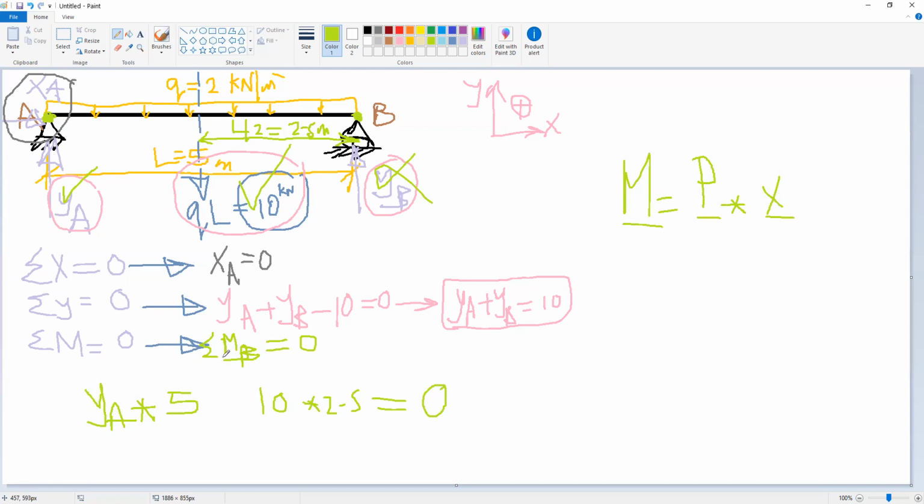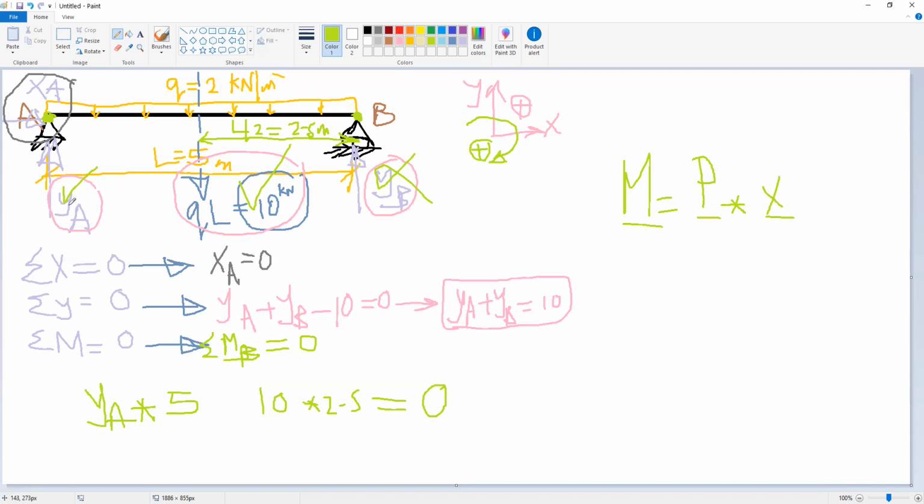Do you know? The moment of YA is positive because it's clockwise. The other one is negative because it's anti-clockwise. For the moment you can assume what is the positive direction. So you can assume clockwise is the positive direction, like this. So if the force is rotating clockwise, it is positive. If it is rotating anti-clockwise, it is negative.